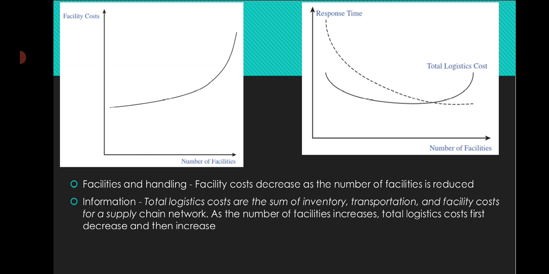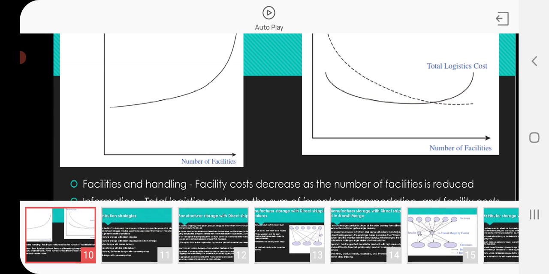Total logistics costs are the sum of inventory, transportation and facility costs for the supply chain network. As the number of facilities increases, total logistics cost first decreases and then increases.